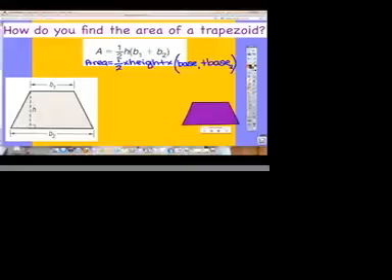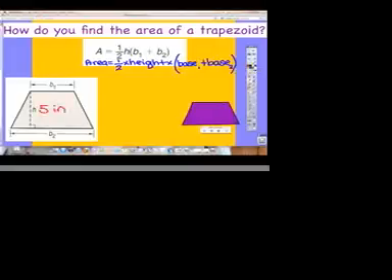So let's practice on this one, guys. Let's throw some numbers in here. Let's pretend the height was 5 inches. Let's pretend this bottom base was about 10 inches. And this base right here, let's say 4 inches. Okay, let's stick it into the formula.